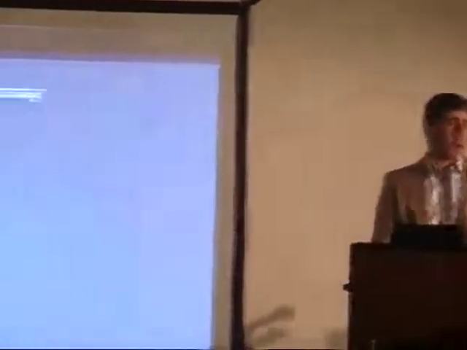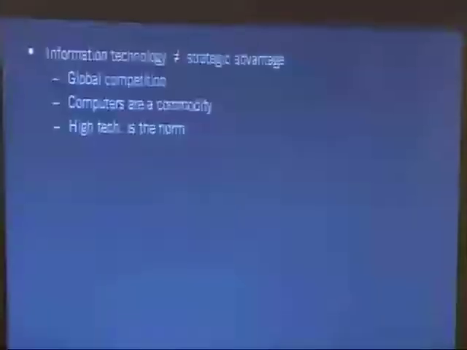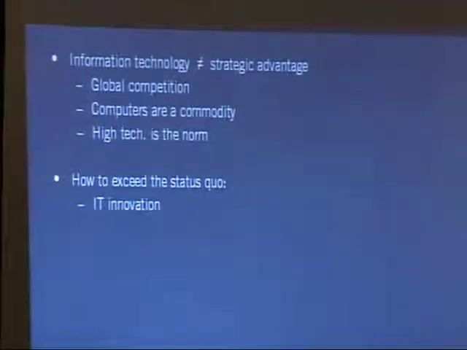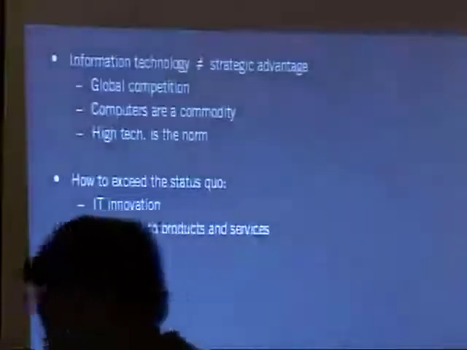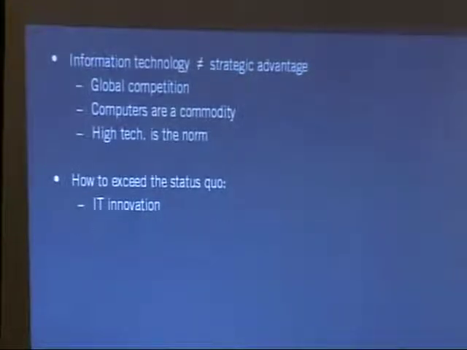Computers have become really a commodity, and it's normal for most companies to be fairly up to date with technology, at least to a certain level. The only way for companies to exceed the status quo, as we know, is through innovation and using technology to add value to their products and services. When customers see that added value, that gives them an incentive to do business with one company versus another.